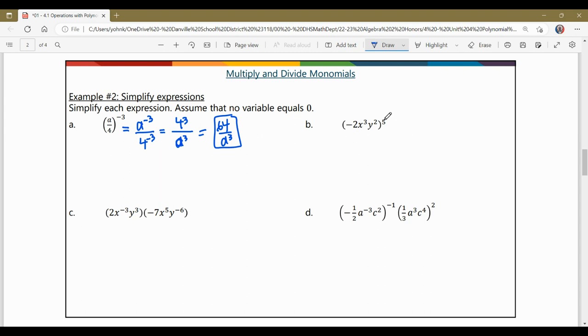Okay, in letter B, I have a power of a product, so I'm going to share the power. So I'm going to do -2 to the 5th, x cubed to the 5th, y squared to the 5th. This is going to give me -32, x to the 15th, because when I have a power to a power, I multiply. And then y to the 10th. Again, power to a power, we multiply.